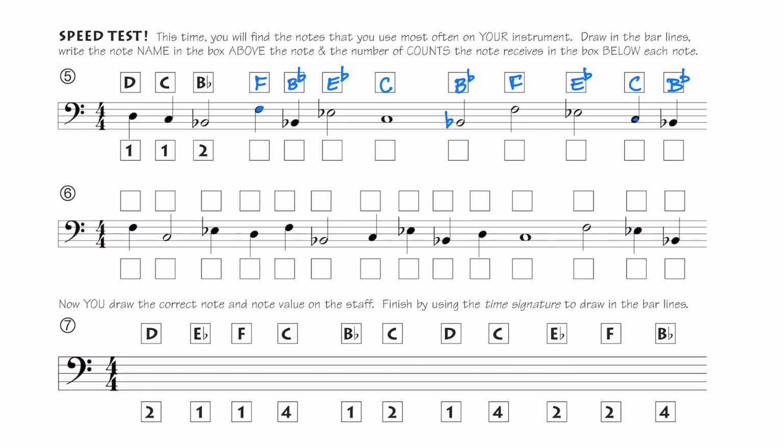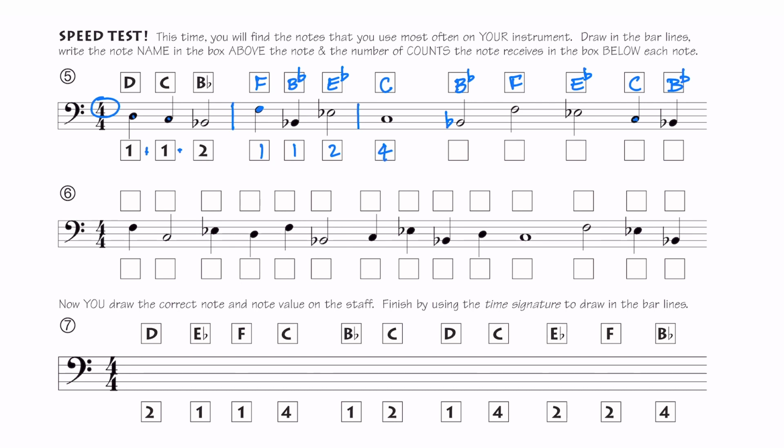Now the next thing that I do on this line, because I am making you do multiple things, is to write the number of counts each note receives. So if you see here, quarter note gets 1, quarter note gets 1, half note gets 2. If I add all of these together, 1, 2, 3, 4, every time I get to a 4, I draw a bar line. So 1 plus 1 plus 2 equals 4. So there's my bar line.